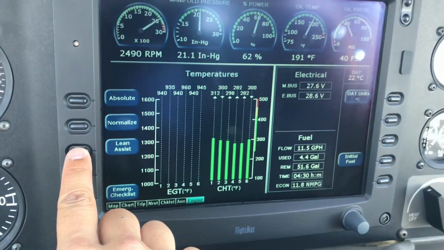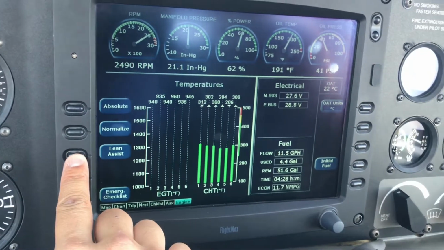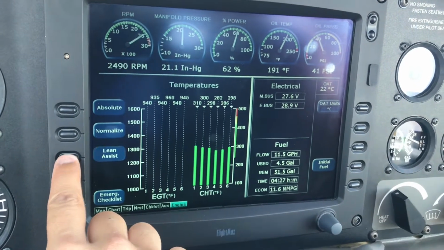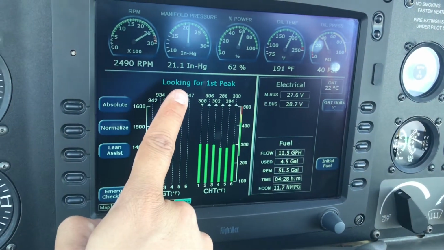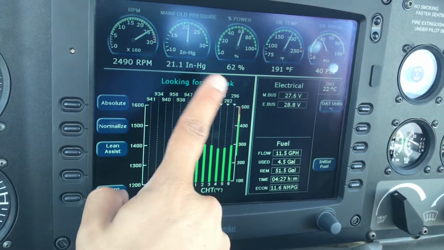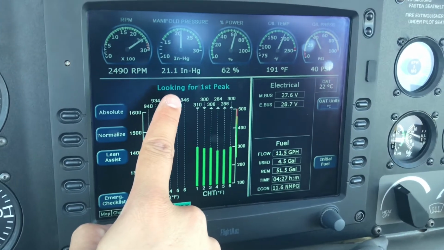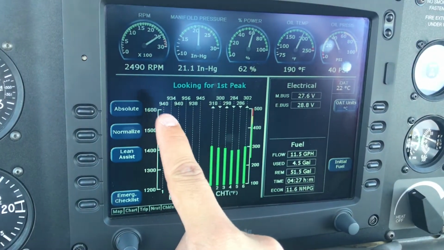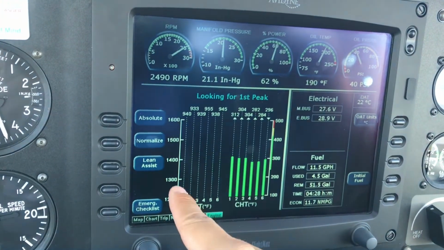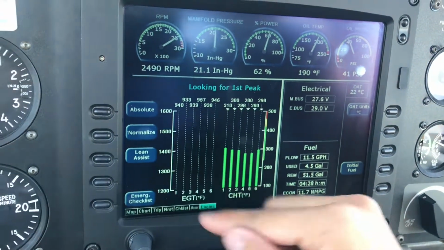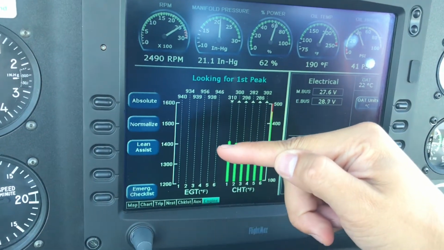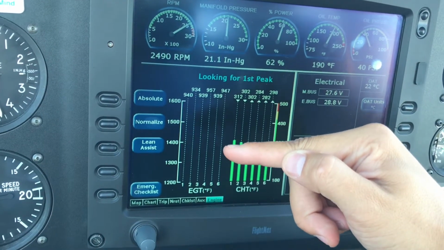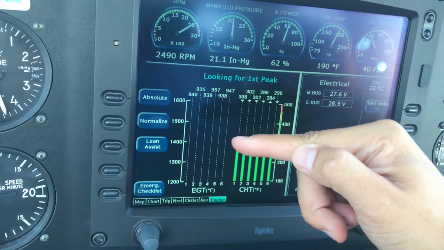This is a very cool function of this Avidyne screen. So, I will hit lean assist and look, we have a message here which says looking for first peak. The system is looking for the first EGT cylinder to peak, and peak is that it will go up, up, up, up, up, up. There you go. Now going down, down, down. So that's a peak, okay?